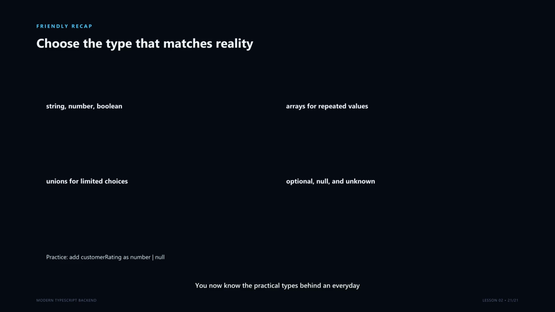You now know the practical types behind an everyday order. Use primitives for simple values, arrays for repeated values, unions for limited choices, optional properties when a field may be absent, null when something is not available yet, and unknown at untrusted boundaries. Next, add a customer rating that is a number or null.